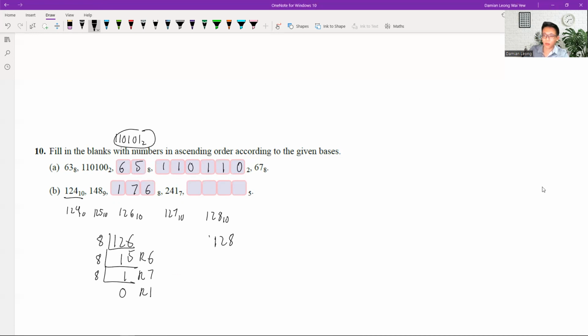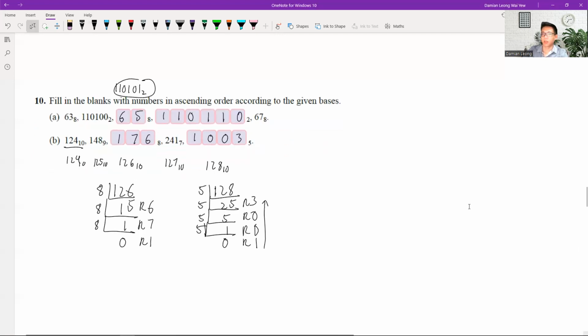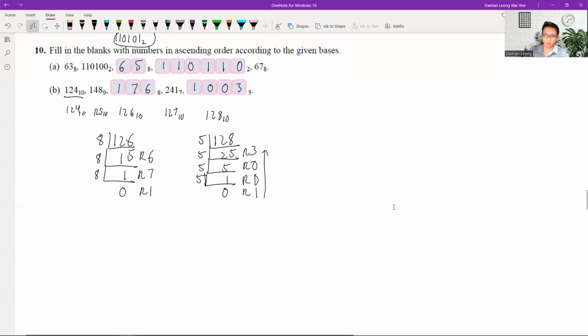So base 5 here, also same thing. 128, convert to base 5: 25, remainder 3, divided by 5 is 5, no remainder, divided by 5 again, 1, no remainder, divided by 5 again, 0, remainder 1. So from bottom to top, 1003 in base 5. Yeah, that's for question 10 here.